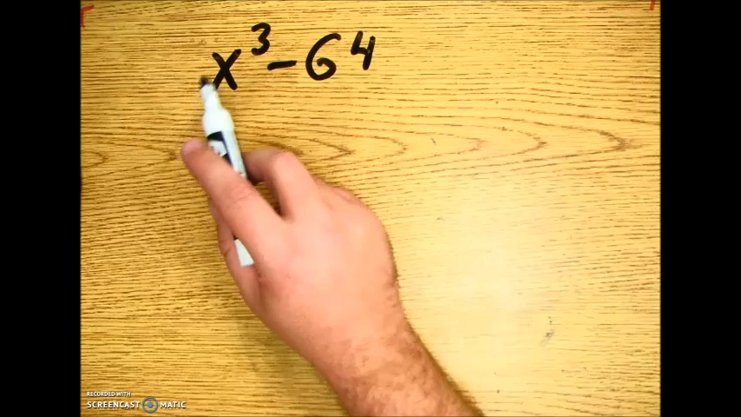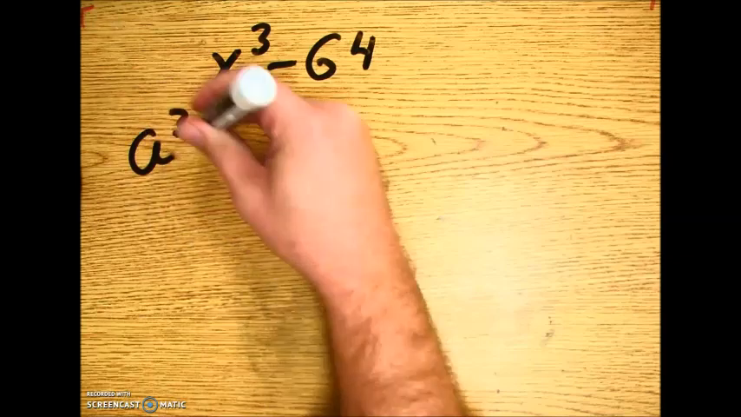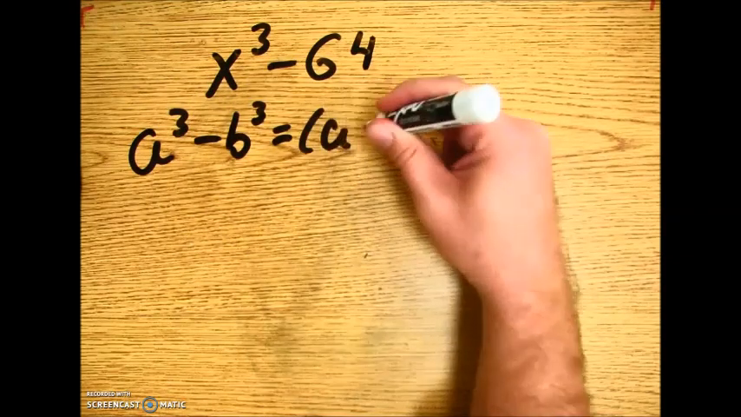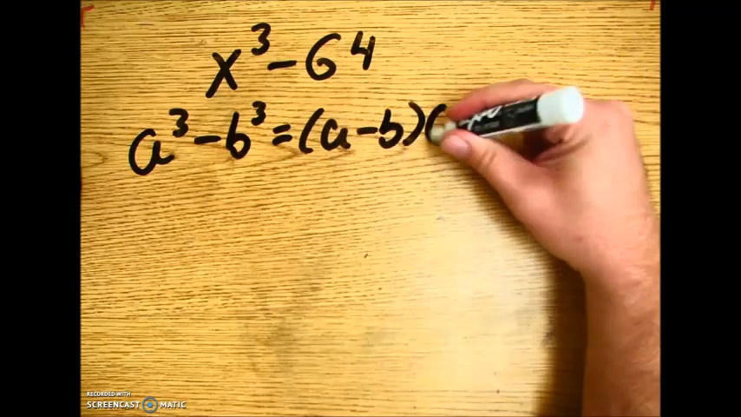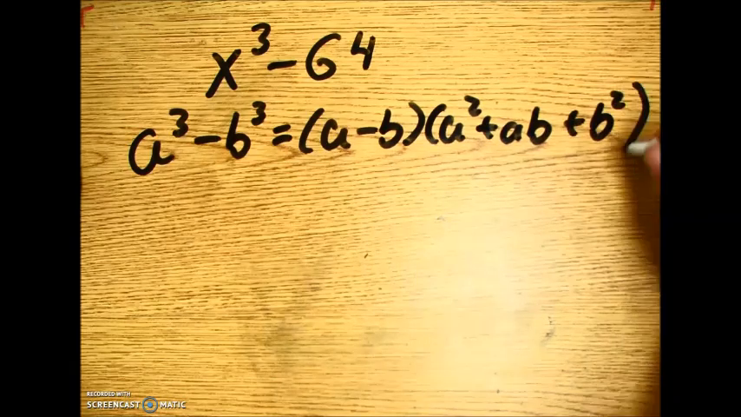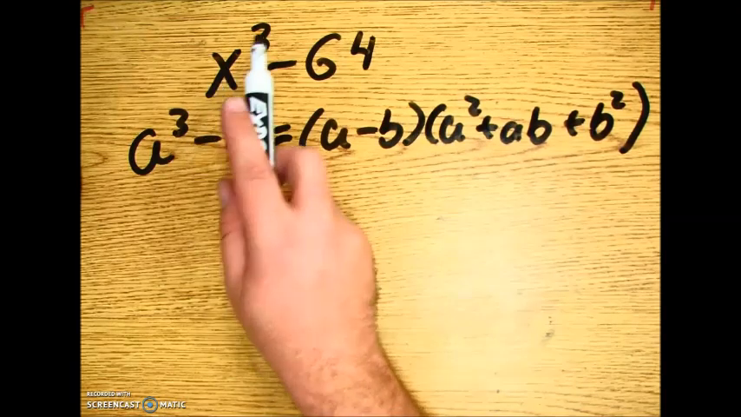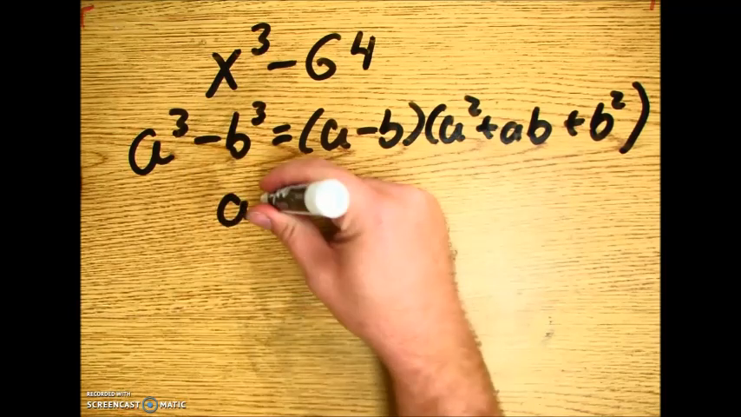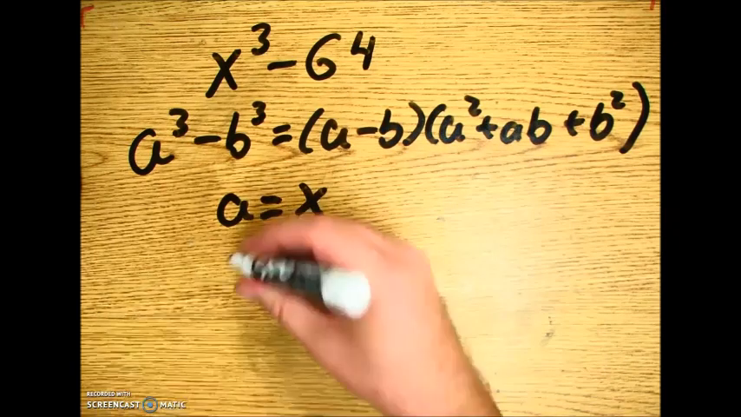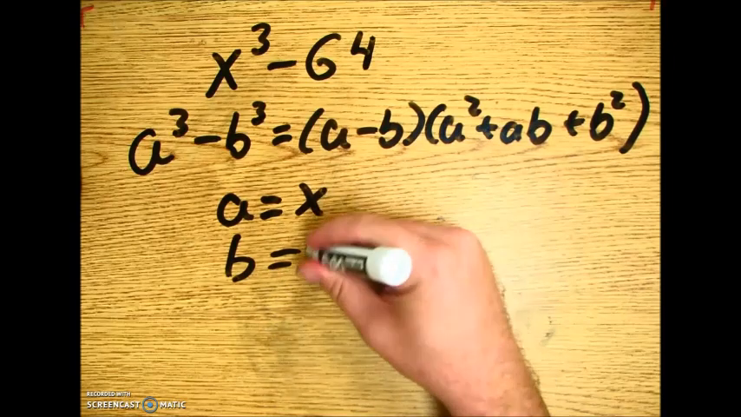So ladies and gentlemen, we can do a difference of two cubes. So we can do a cubed minus b cubed. And we realize this equals a minus b times a squared plus ab plus b squared. Awesome. So when you take the cube root of a variable, you just divide the exponent by 3. So a equals x. What's the cube root of 64? Is it 8? Nah, that's the square root. The cube root is 4.